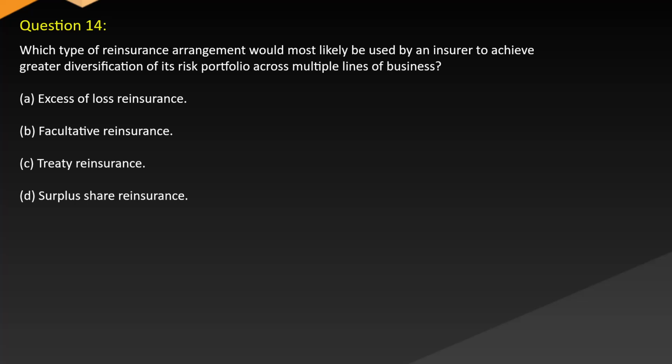Question 14. Which type of reinsurance arrangement would most likely be used by an insurer to achieve greater diversification of its risk portfolio across multiple lines of business? A. Excessive loss reinsurance. B. Facultative reinsurance. C. Treaty reinsurance. D. Surplus share reinsurance.